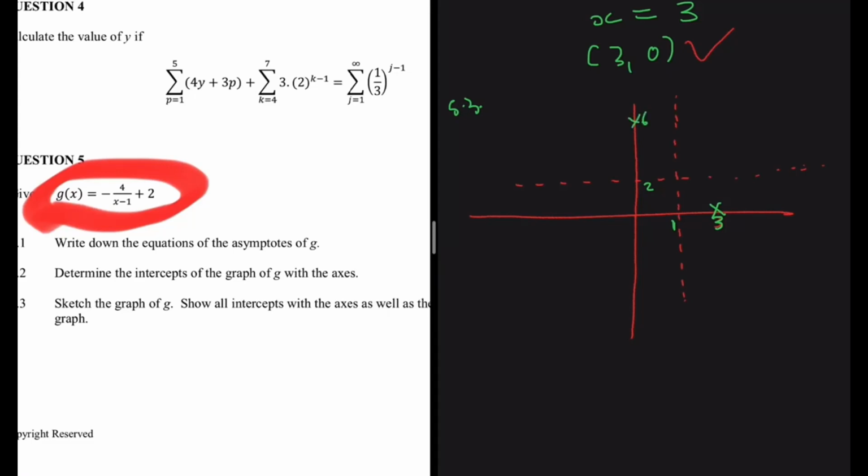So how can we now construct our graph? We know fully well that part of our graph must cut through 3, and then we must not touch the asymptotes. And then the other part should go through 6, but we should not touch our asymptote. So this is how we construct our parabola in this instance.